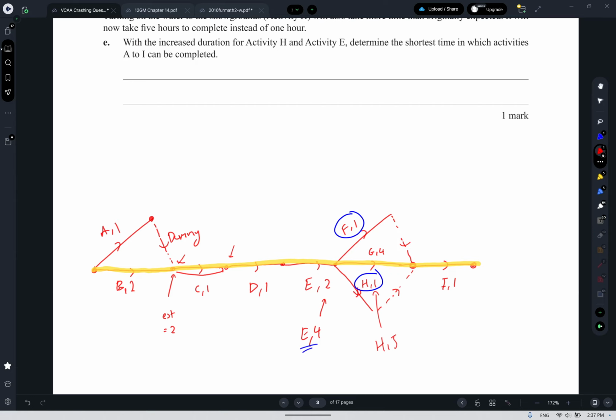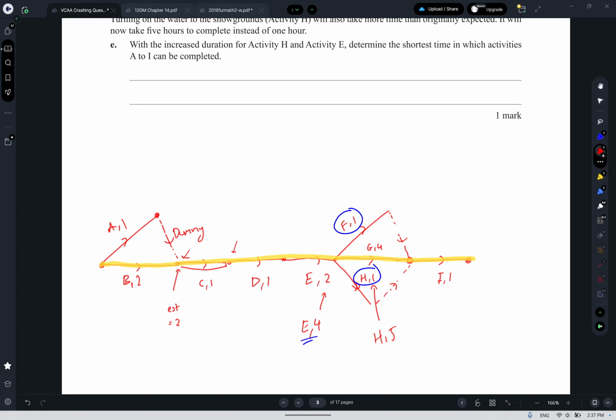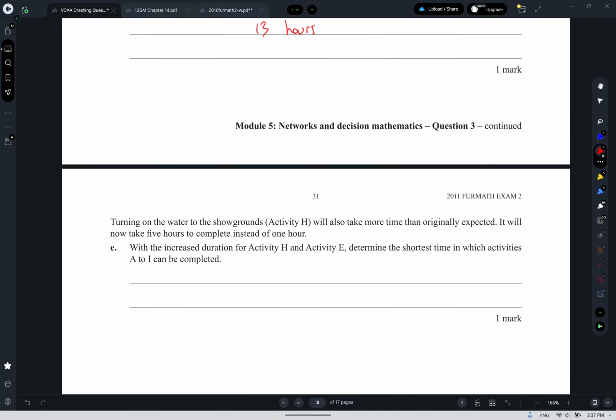Okay. With the increased duration for H and E, determine the shortest time. Okay, so they've both been increased. Increasing H by 4 means that the critical path now does this instead. Comparing to the 4 here, to get from this vertex to this vertex, it would have taken me 4, but now it takes me 5 via activity H. So that's increased it by 1 hour, and we already knew that the completion time was 13 hours, so now it's going to be 14 hours.